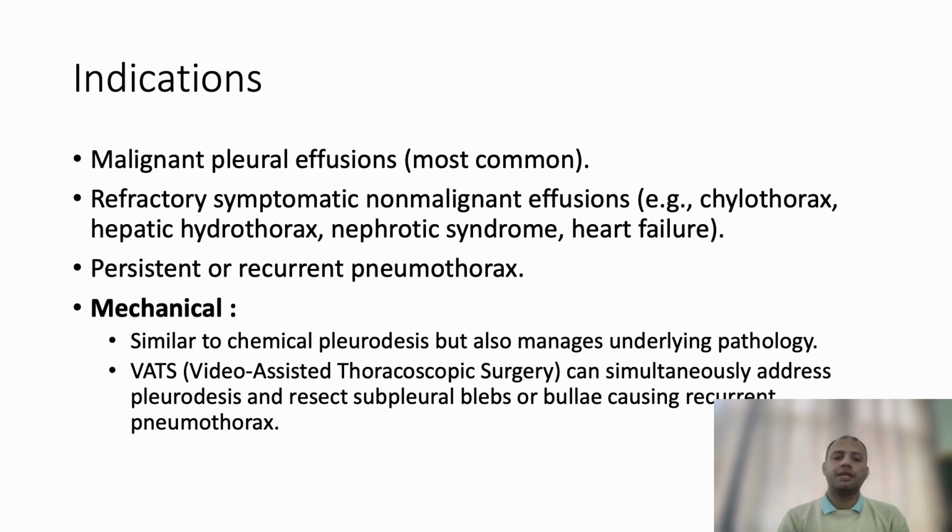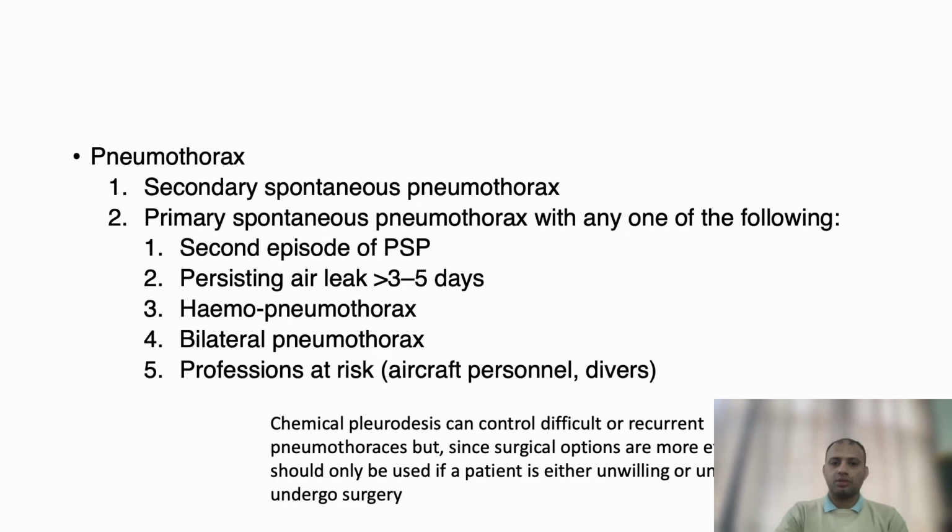The indication for mechanical pleurodesis is similar to chemical pleurodesis, but it also manages the underlying pathology, such as in VATS. After the VATS, we can simultaneously address the pleurodesis and resect the subpleural blebs, or even do some diagnostic procedure like biopsy. Or the bulla causing recurrent pneumothorax can be addressed during it. Primary spontaneous pneumothorax is a certain indication for surgery, so we can discuss that later.